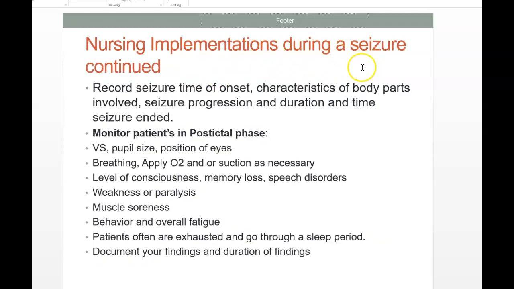You also want to record the seizure time of onset, characteristics of body parts involved, seizure progression and duration, and time the seizure ended. Once the seizure has ended, you're going to monitor the patient in the postictal phase, which is the post-seizure phase. You want to monitor their vital signs, their pupil size, the position of the eyes, their breathing. You want to apply O2 and or suction as necessary. You want to monitor their level of consciousness, their memory loss, any speech disorders, any weakness or paralysis, any muscle soreness, behavior and overall fatigue. Patients often are exhausted and go through a sleep period. And you want to document your findings and durations of your findings.